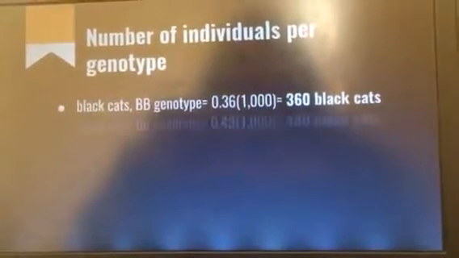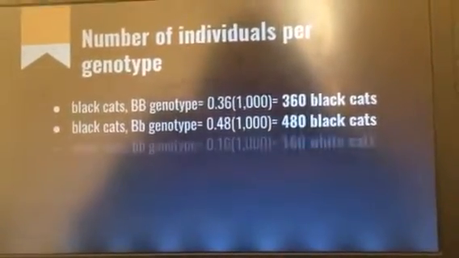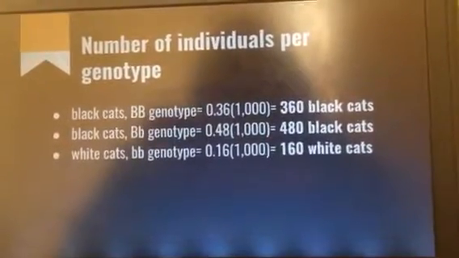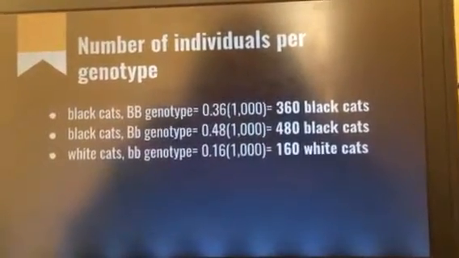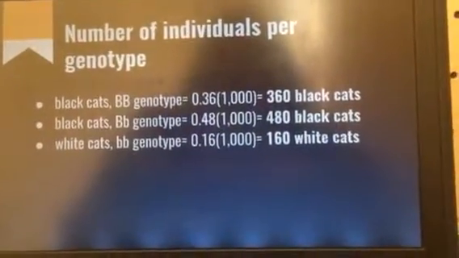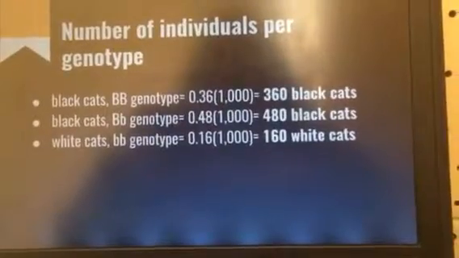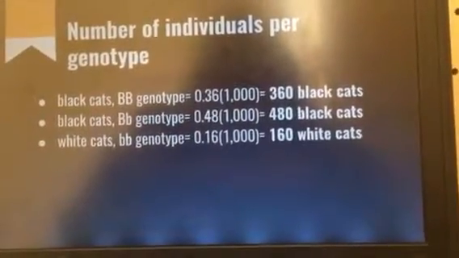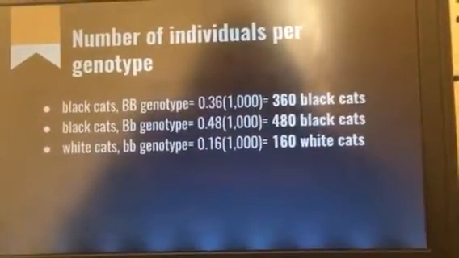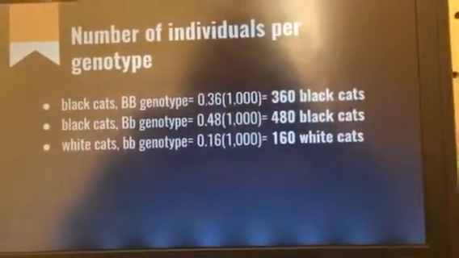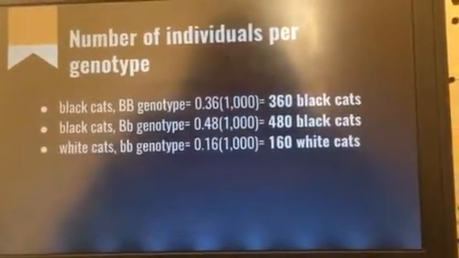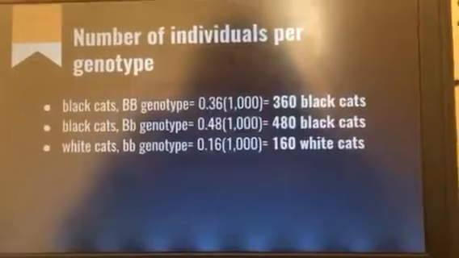Now to solve for the number of individuals, we have to do the frequency times the population. As we can see, we have to do the frequency of the dominant, 0.36, times 1,000, which equals 360 black cats. For heterozygous, we have to do 0.48 times 1,000, which is 480 black cats. And finally, for the recessive, we have to do 0.16 times 1,000, which is 160.